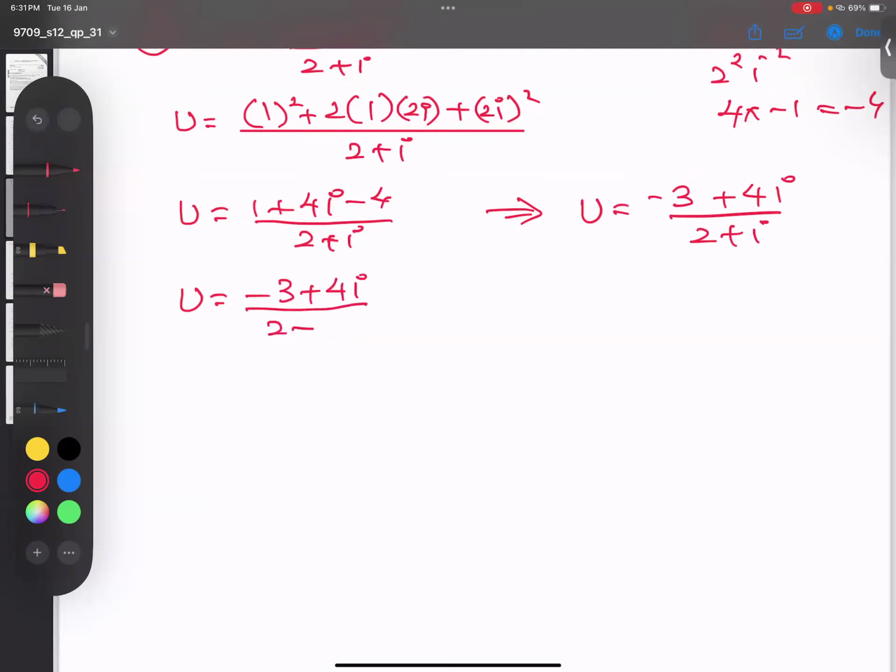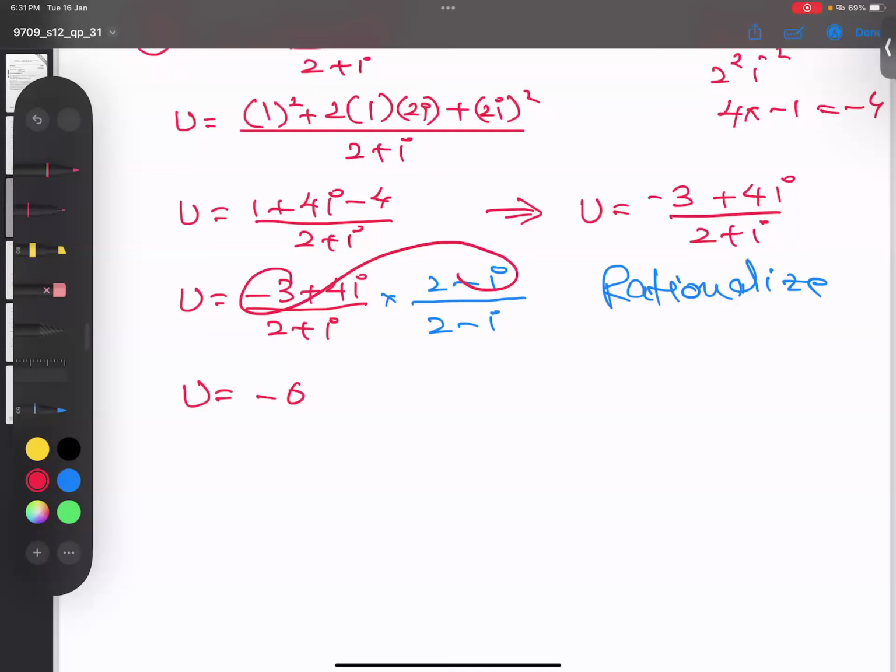So what is the way of rationalizing? You know it very well. We multiply with the conjugate of the denominator. So 2 minus i, divide and multiply. This process is called rationalize. Okay, and u is equal to, what is the way? This multiplied with that: negative 6. This multiplied with that gives plus 3i, and 4 twos are 8i, and I get negative 4 i square.